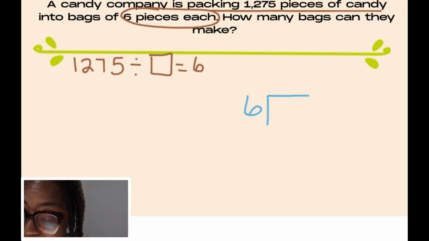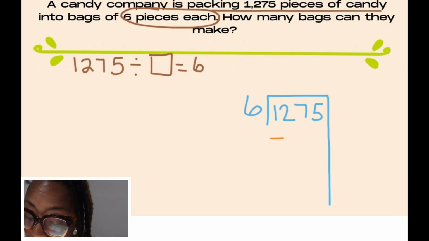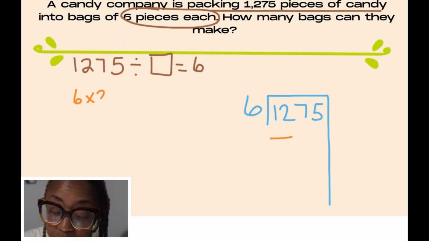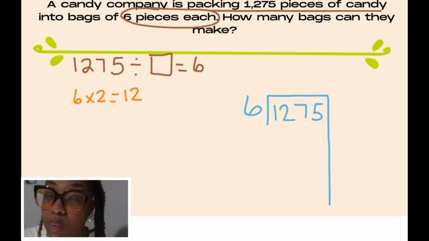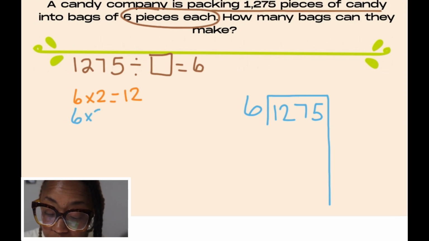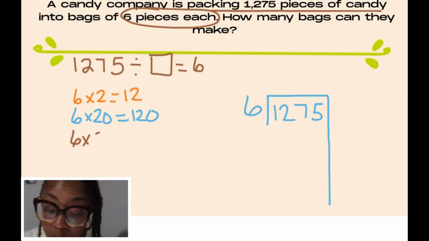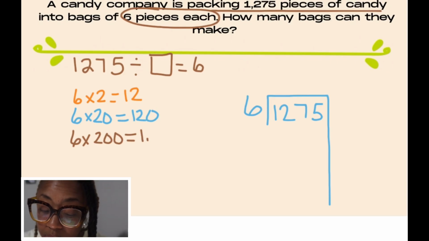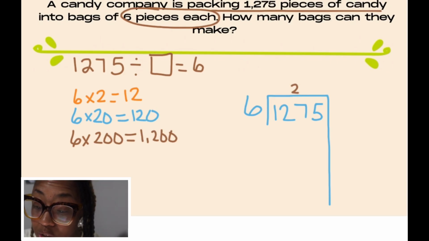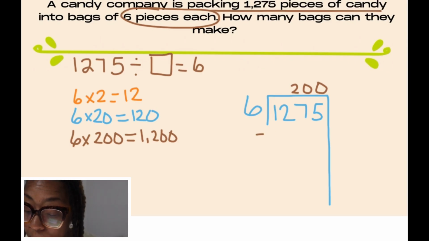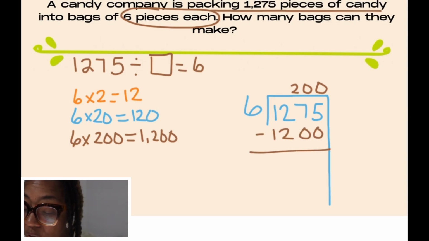Starting with the big 7, I have my 6 on the outside and I have my total on the inside, with my first focus being on this 12. 6 times 2 gives me exactly 12. So now I can focus on the entire dividend by looking at those powers. My next power is going to be 20, and that equals 120, which is larger, but not as large as I need it to be. So I'm going to extend to my next power, which puts me at 6 times 200, which is 1,200. So that is going to be my magic partial quotient. When I multiply that, I get 1,200, and then I am subtracting, which gives me a difference of 75.